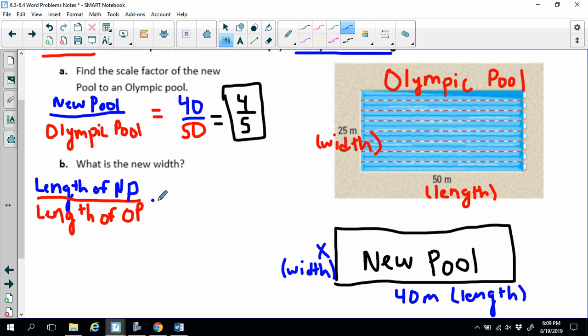There we go. Equals. So now we have to deal with the width. So the width of the new pool, which is what we're trying to find. That is the unknown. So NP represents new pool just to make it nice and easy. And then we're going to have the width of the Olympic pool, which we already know.